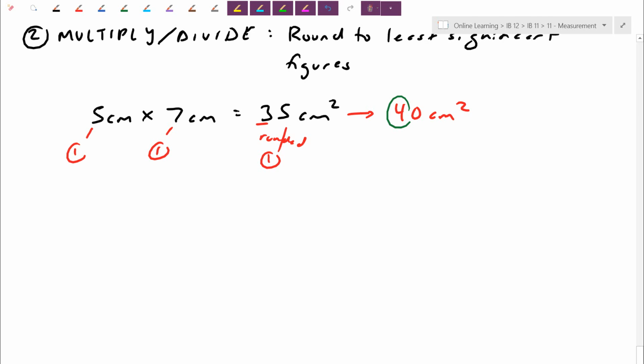Now, what if I did it the opposite way? What if I did 5.00 centimeters times 7.000 centimeters? The calculator doesn't care. You don't even need to type in the 0.00. The calculator just treats it as an exact 5 and exact 7, and gives you 35. But now, based on my rulers, this one could have been my better ruler. This now has a precision of 3 sig figs.